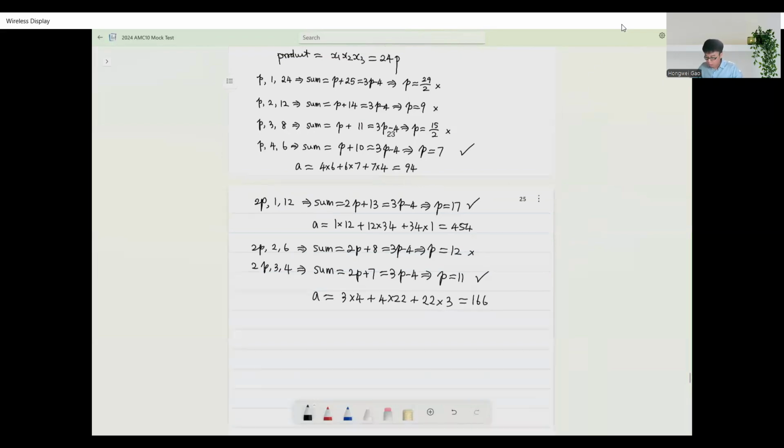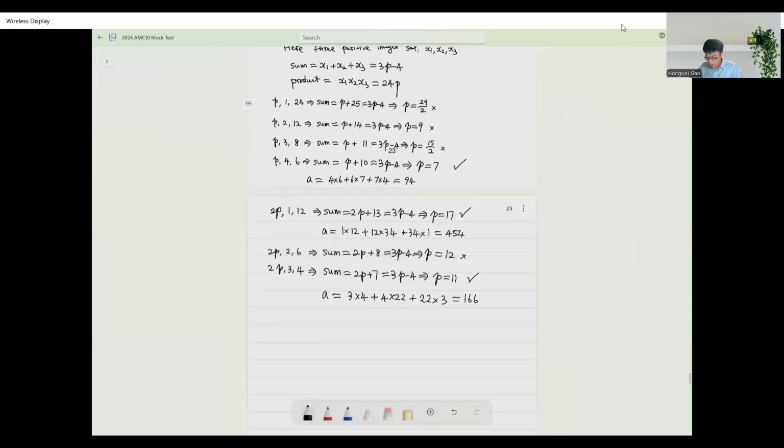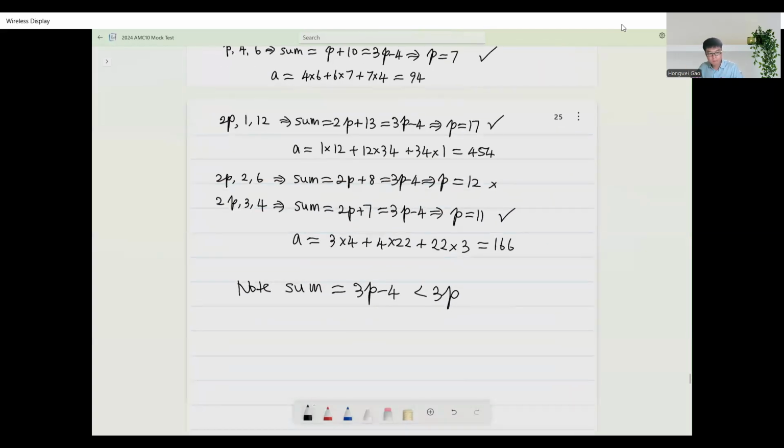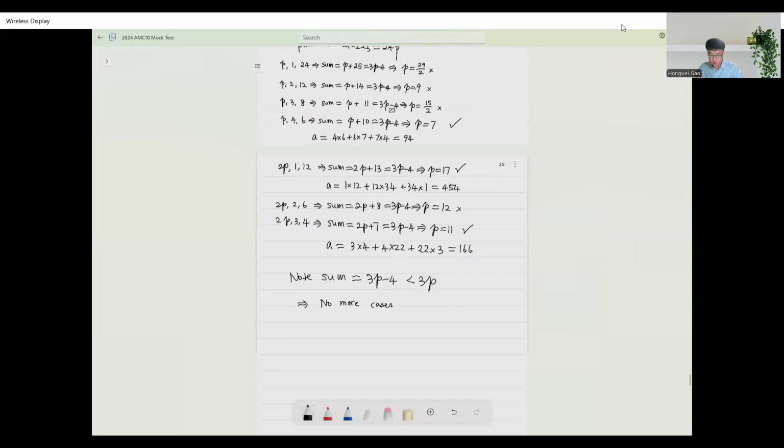Now, we discuss the case that we have roots p and 2p. And we note that the sum of three roots is 3p minus 4, which is less than 3p. So that implies we cannot have 3p as a root, or maybe 4p as a root. So that just means there are no more cases. We only need to discuss p and 2p.